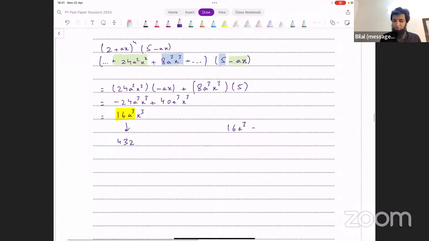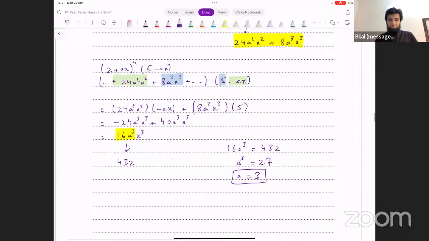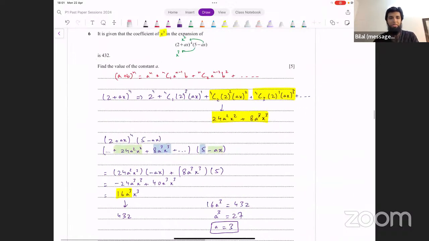16a cubed equals 432, and that gives you a cubed equal to 432 divided by 16. That's 27. You take the cube root of that. That gives you a equal to 3. That's the value of a that we were looking for. Okay, that's question number 6. Any problems with this? Make sense? Okay, good. Let's look at the next part now.